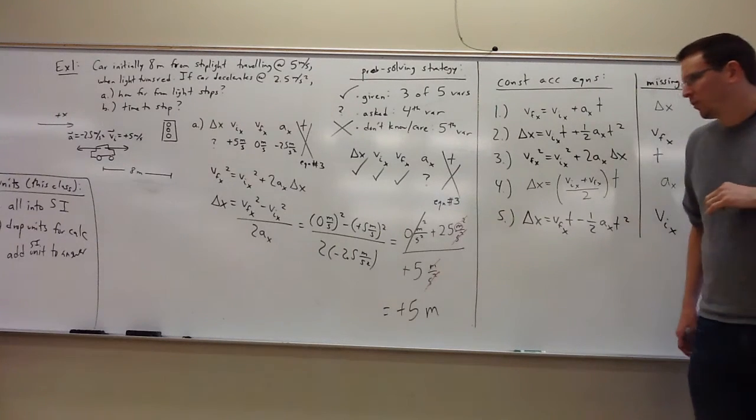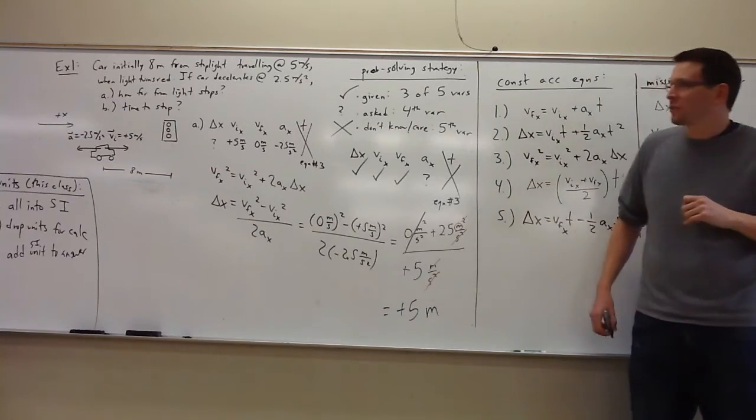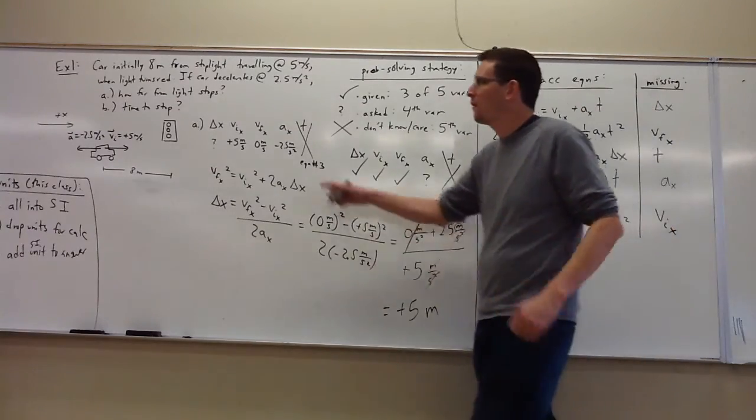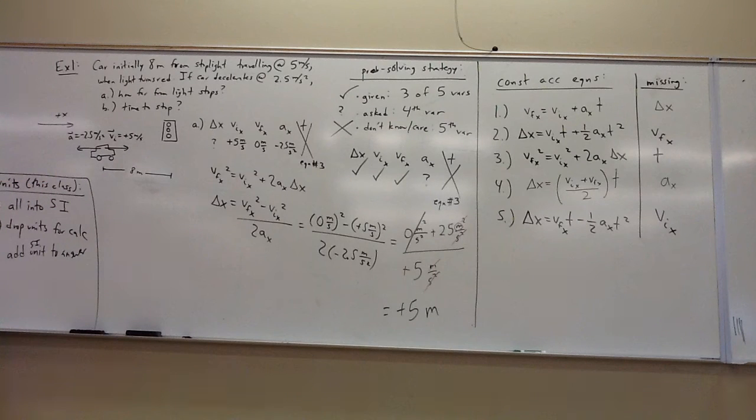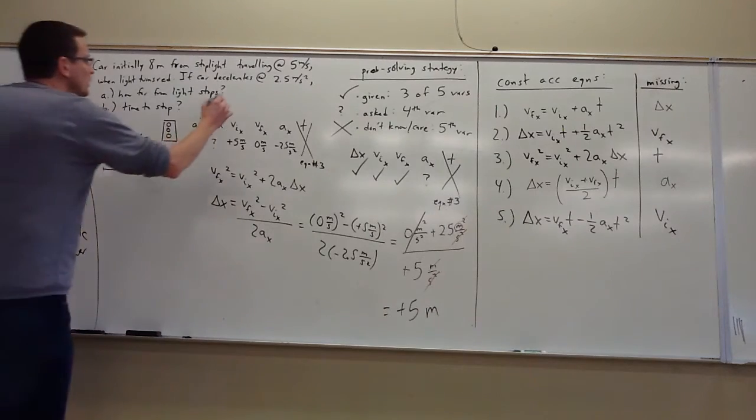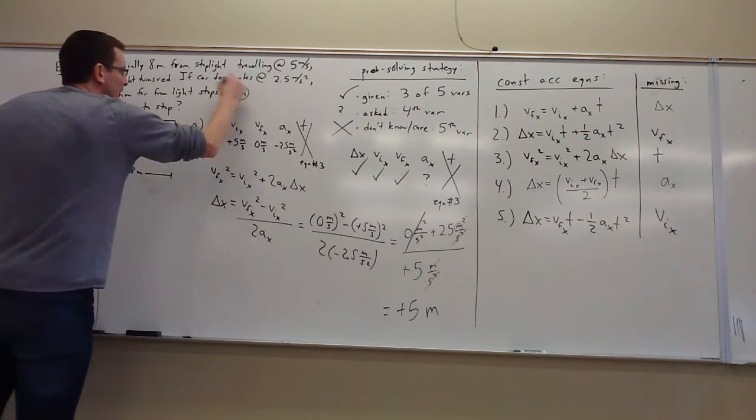Okay. So, I have my displacement as 5 meters. So what do I put into the box in WebAssign? How far from the light do you stop? 3. What? 3 meters. Watch out for that kind of thing.